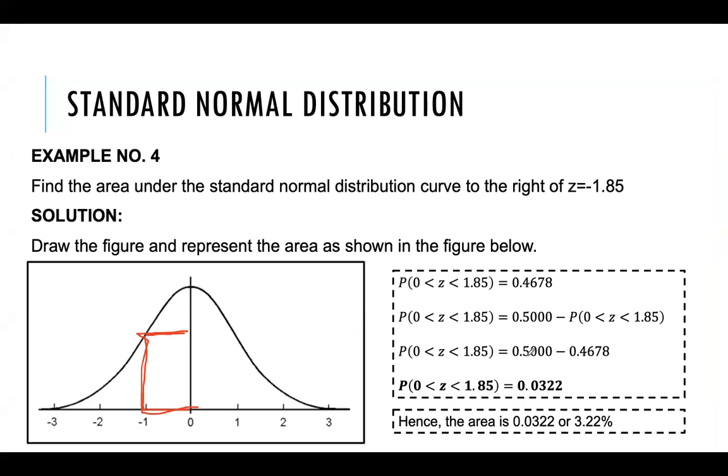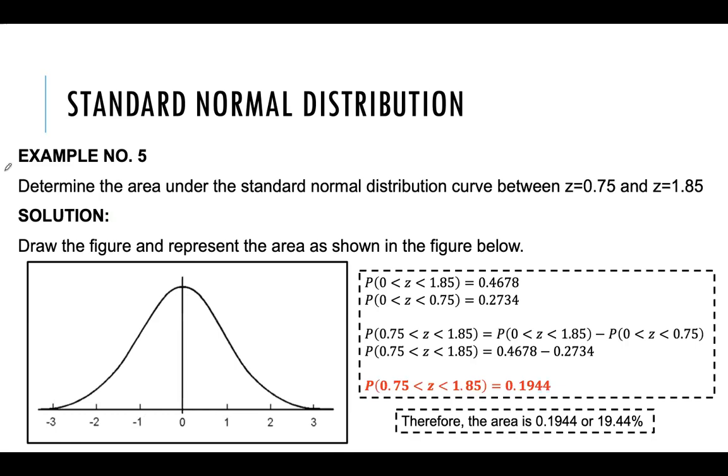Okay, so 0.5000 minus the area between the z value of 0 and 1.85, 0.4678. So we will get the answer of 0.0322, or hence the area to the right of negative 1.85 is 3.22%. Okay, so the area to the right of the z value of negative 1.85 is 3.22%.